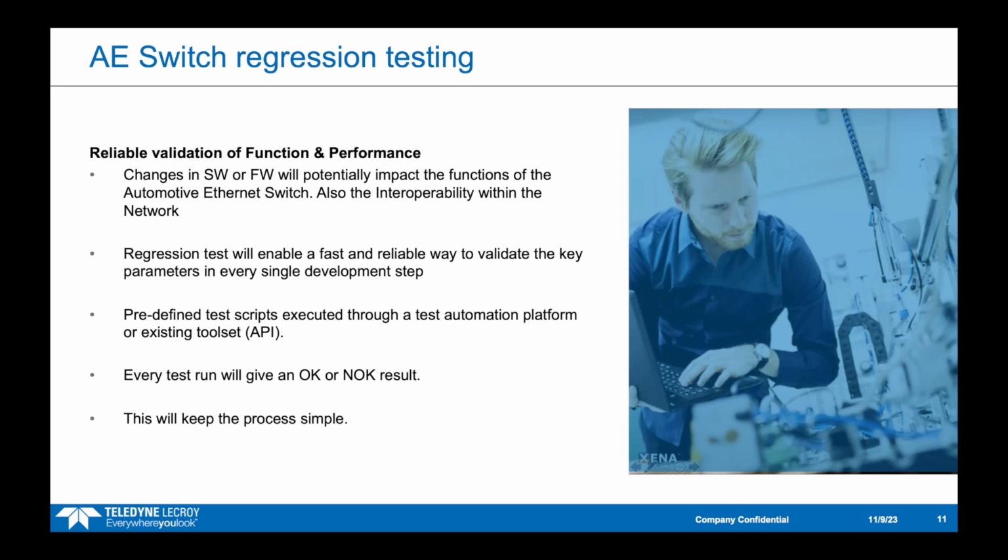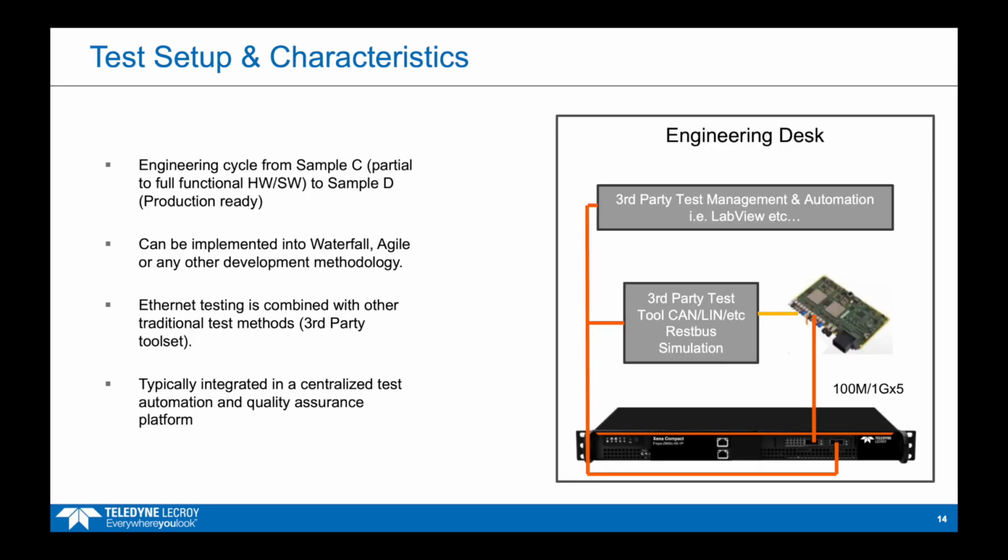Regression testing typically involves using predefined test scripts so you can repeat the same tests every time. It is a good idea to keep the tests simple, so the results are presented as pass or fail. That way you only need to look at the results that are not okay. The setup is pretty simple. As you can see, we have a Xena Ethernet tester, plus some other third-party test tools for testing CAN/LIN or other technologies on your ECU.